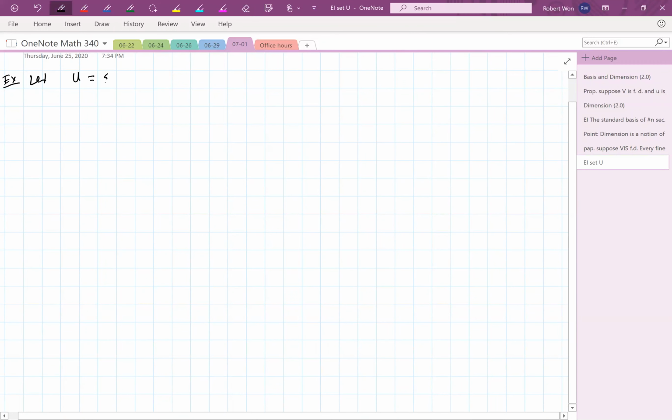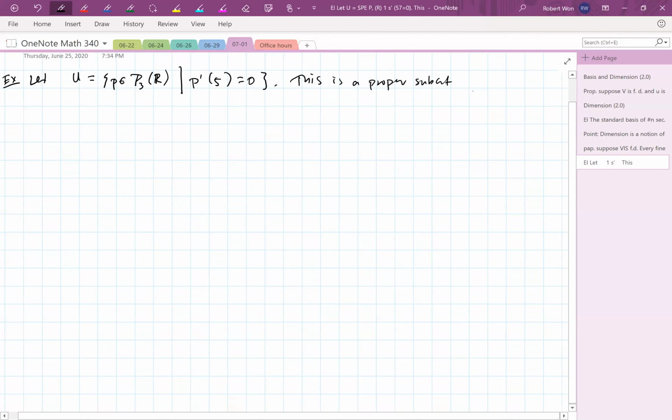Let U be the set of polynomials in P3 of R such that their derivative at 5 equals 0. Okay, so this is a proper subset of P3 of R, right? Because some polynomials will satisfy this property, the derivative at 5 is 0. Some polynomials won't. So you will get some polynomials in here. You won't get some other ones.